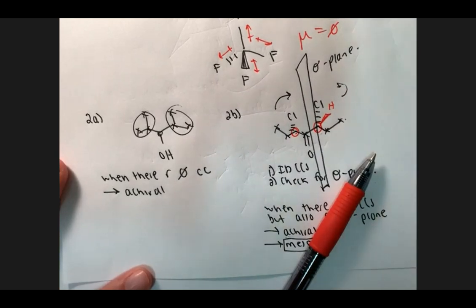Wait, could you explain the sigma plane again? Dumb it down. I don't really know how much dumber I can make it. It's just like sigma plane means symmetry. Do you see symmetry? That's basically it. And if there is symmetry, then it's achiral. That's it.